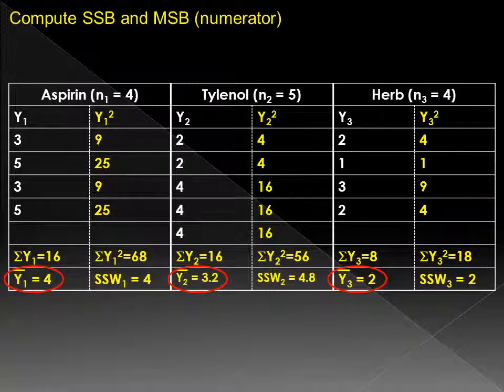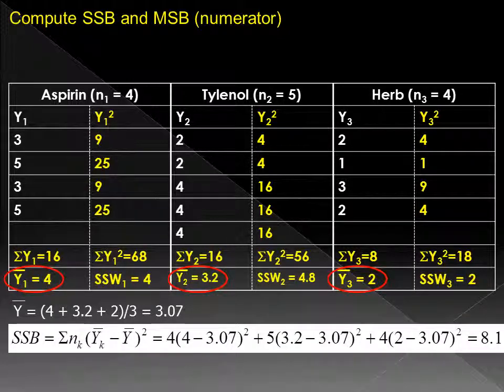Next, we need to compute SS between and MS between. Notice we got the mean for the aspirin group, it is 4. The mean for the Tylenol group is 3.2. And the mean for the herb group is 2. These are called group means. Then if we take the average of these 3 group means, we will have the grand mean. We use the grand mean to compute the SS between.